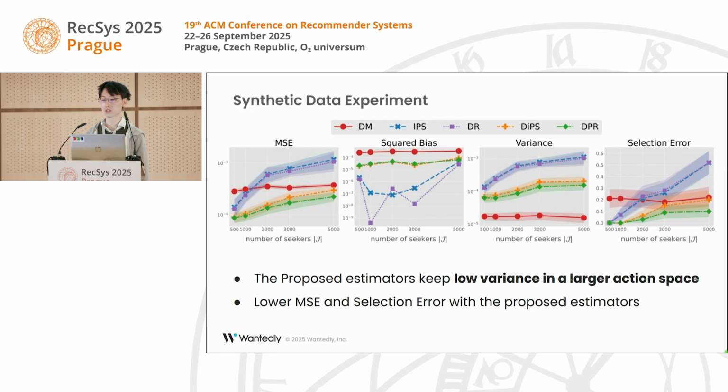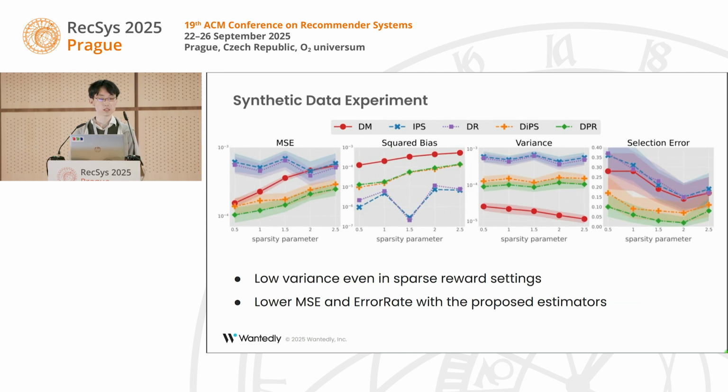In addition, our estimators show lower selection error rate. So they enable us to pick a better policy well. Next is the performance as we increase the positive label sparsity. The red line, DM, suffers from large bias due to the difficulty of match prediction because of the sparse environment.